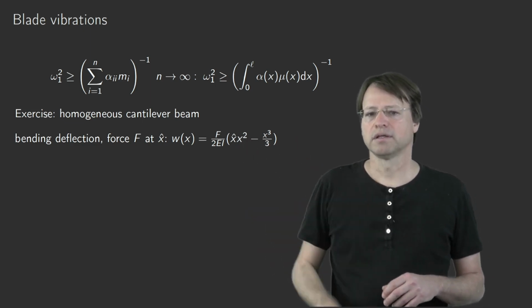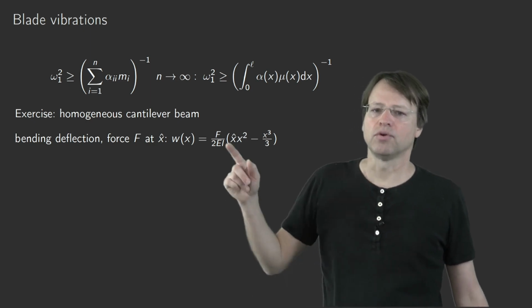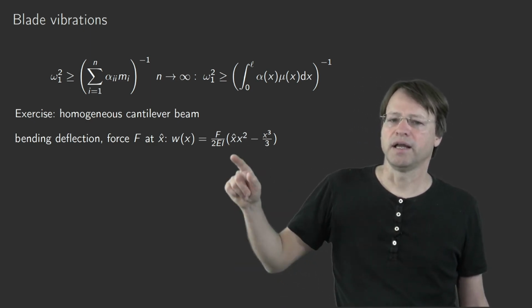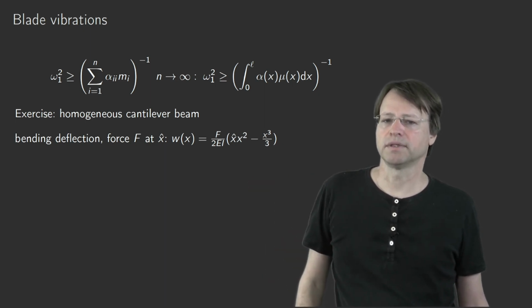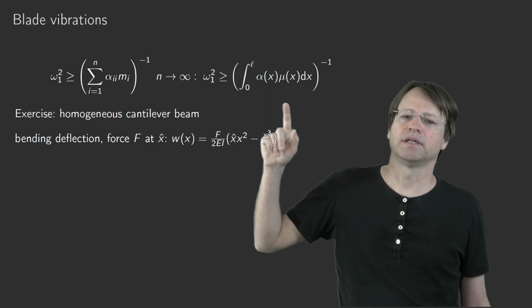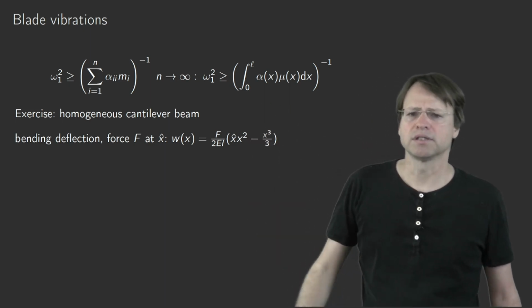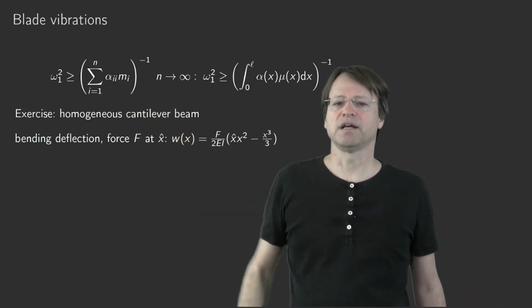You would get this solution, where you have the force F divided by 2EI, times x hat x squared minus x cubed divided by 3. How do you get then alpha x? Do you remember the alpha x? Well, you can see it here. They are obtained from alpha ii.